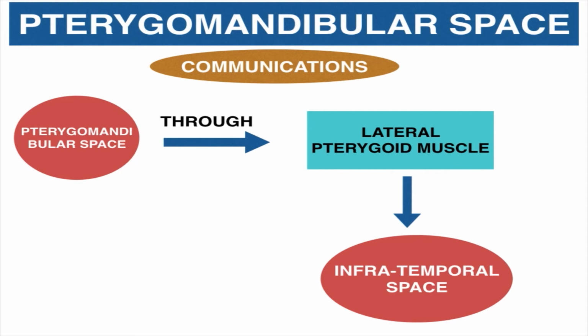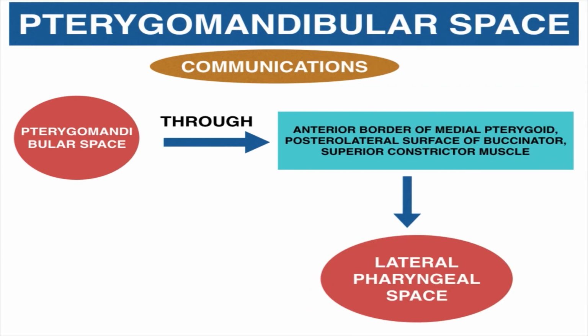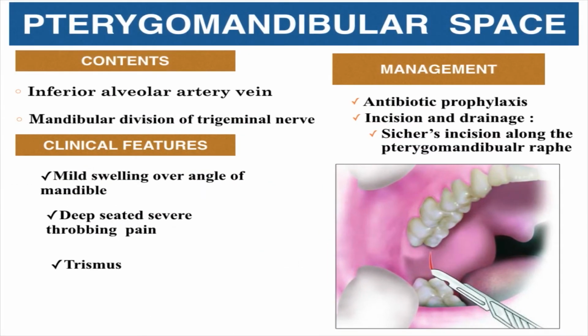It communicates with the infratemporal space through the lateral pterygoid muscle and to the lateral pharyngeal space through the buccinator, medial pterygoid and superior constrictor muscle. Contents of the space include inferior alveolar artery and vein, mandibular division of the trigeminal nerve. Clinical feature is trismus and a deep-seated pain. Management is through a scissors incision along the pterygomandibular raphe and drainage of pus.